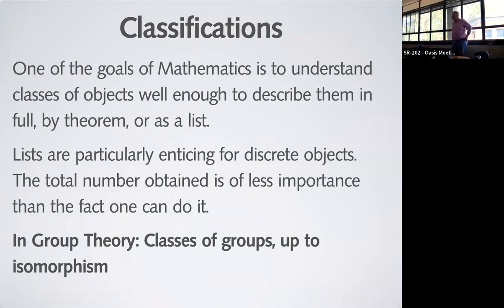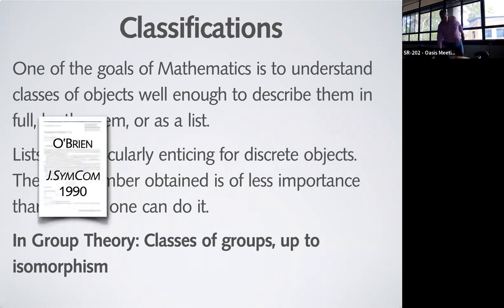So, one of the things mathematics tries to do is to classify objects, and sometimes indeed by listing them all, or at least to have objects classified well enough to describe them by a theorem or as a list. And this is particularly enticing for discrete objects, and the total number of objects obtained is not so much really the goal. The goal is the process, the fact that one can do it, because that means you have enough information to actually perform that classification. And in group theory, at least finite group theory, the very natural classification is classes of groups up to isomorphism. And if they're finite, there are finitely many of them, so you can hope to actually have an exhaustive list.